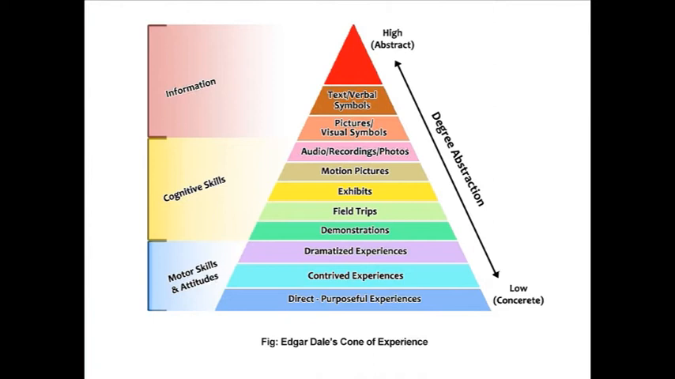The 11 stages are further classified into 3 levels. The first level is the enactive level, which is direct experience that comprises direct purposeful experience, contrived experience, and dramatized experience, as already discussed earlier. Then the second level is the iconic level, which is pictorial experiences, which include demonstrations, study trips and exhibits, as well as educational television, motion pictures, recordings, radio, and still pictures. Then we have the last level, the symbolic level, which is highly abstract experiences and includes the visual symbols and the verbal symbols.